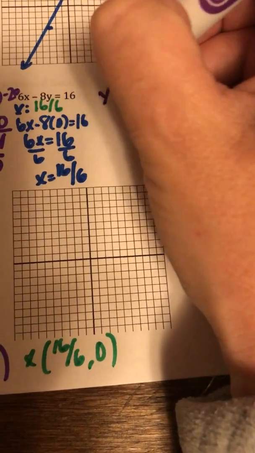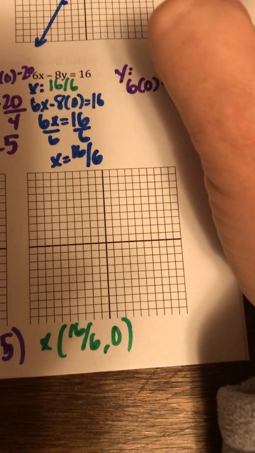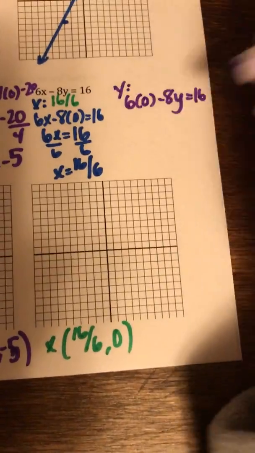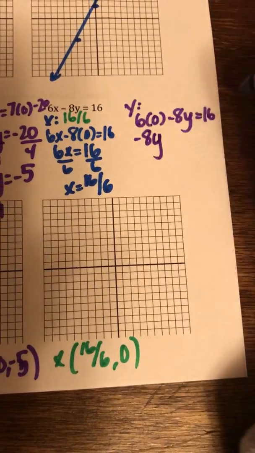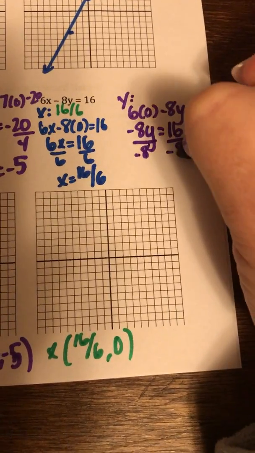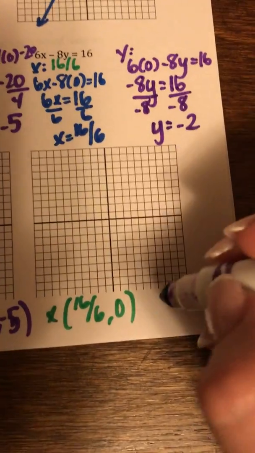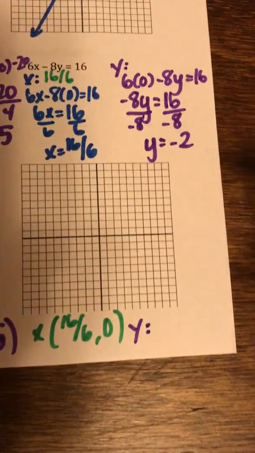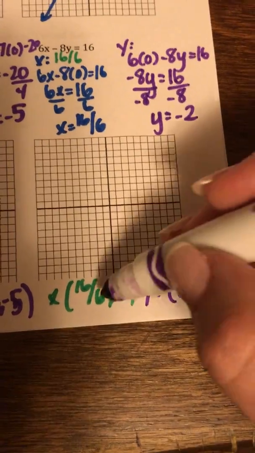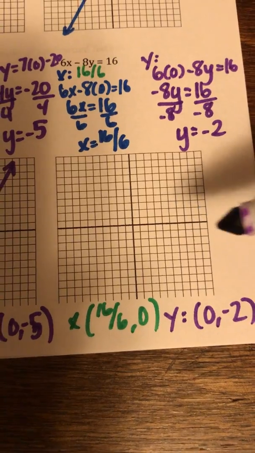All right, next is y. For y, we're going to set x equal to 0, so we're going to have 6 times 0 minus 8y equals 16. 6 times 0 is 0. We have negative 8y equals 16. Divide by negative 8. And then we have y equals negative 2. So now our y-intercept is (0, -2). Our x-intercept is 16/6, which is 2 2/3.